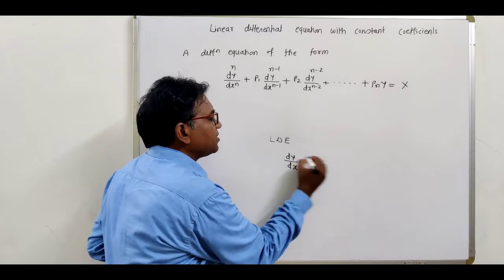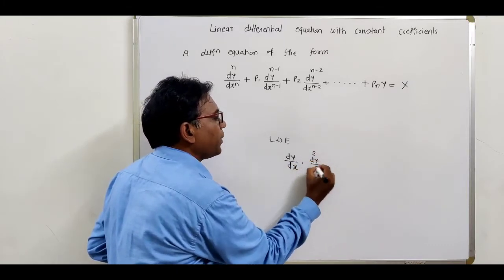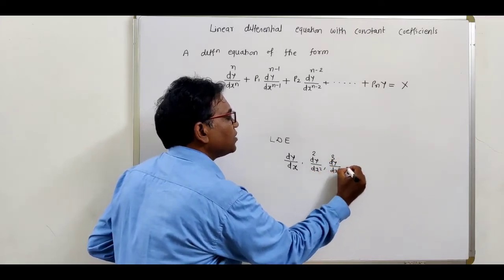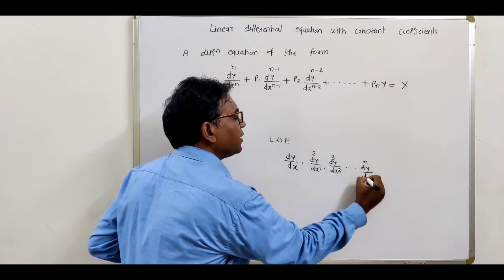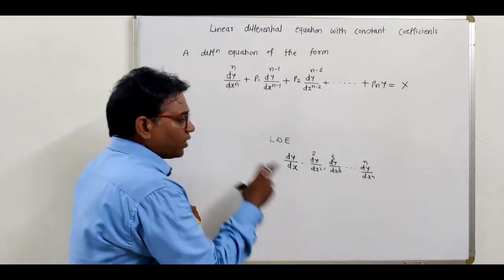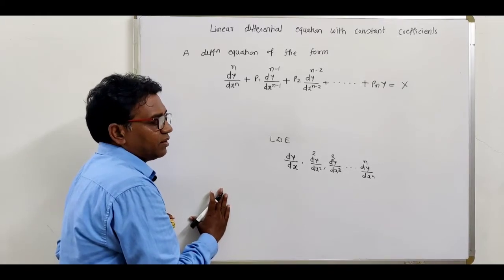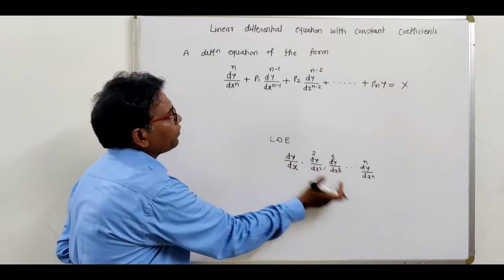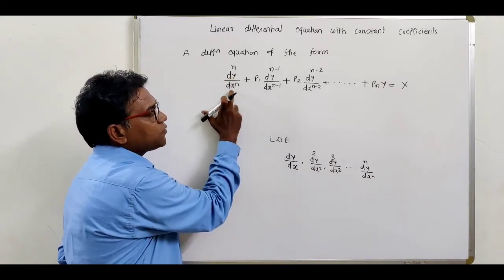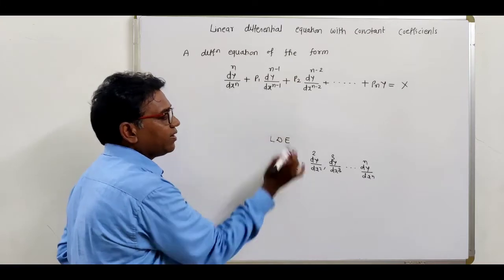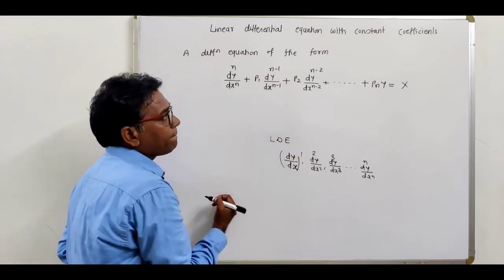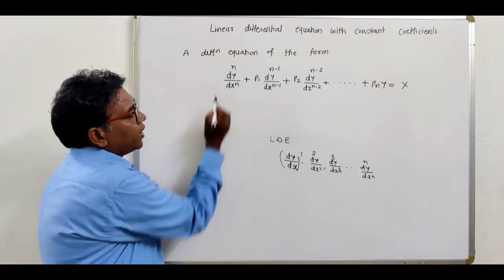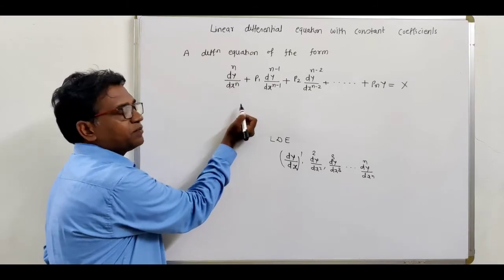For example, consider different derivatives, suppose d square y by dx square, d cube y by dx cube, and so on, d^n y by dx^n. So what is the definition of linear differential equation? An equation which contains the different derivatives of dependent variable y with respect to independent variable x having degree 1. If you observe this differential equation, then we observe that the degree of every derivative is 1.